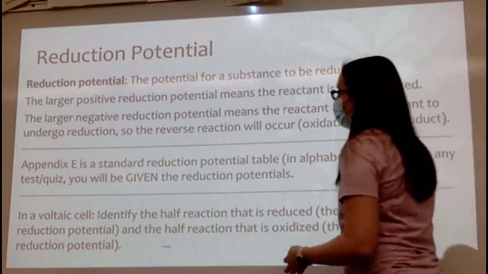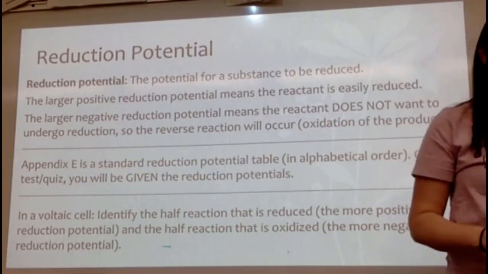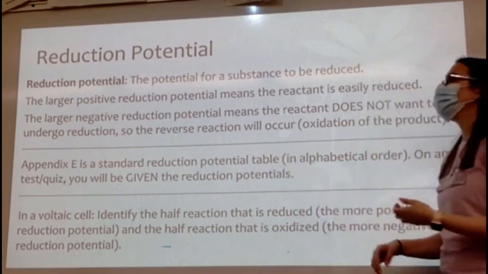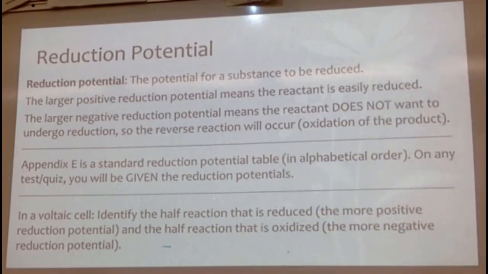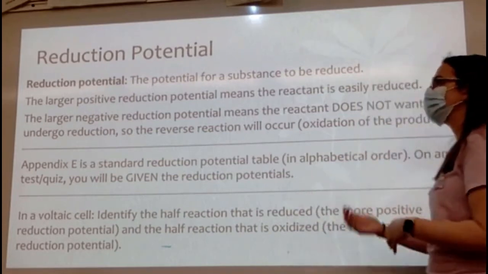The larger, the more positive the reduction potential. So if you have a value like fluorine at 2.87 volts, it's a large positive number. That means that fluorine is easily reduced. So the higher the reduction potential, the more likely the substance is to be reduced.